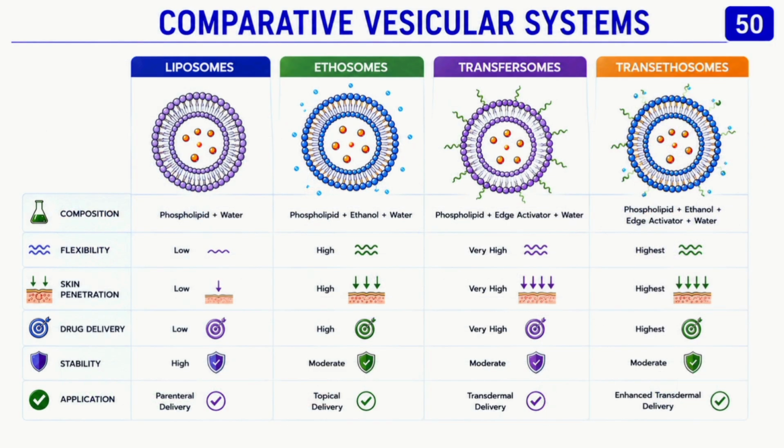So let's summarize the comparison. The conventional liposomes are phospholipid vesicles with relatively limited skin penetration. Transfersomes contain an edge activator and have high deformability. Ethosomes contain ethanol and exhibit enhanced flexibility and skin interactions. Transethosomes combine both ethanol with an edge activator. So thus the key formulation difference lies in how deformability and the skin penetration are achieved.